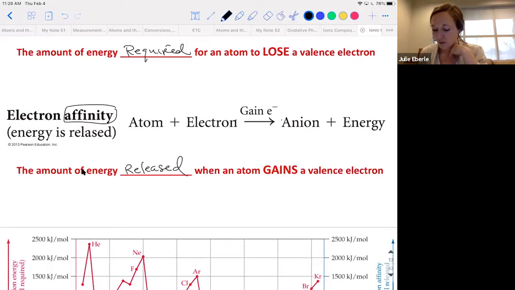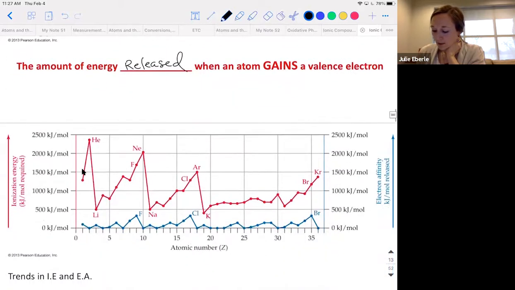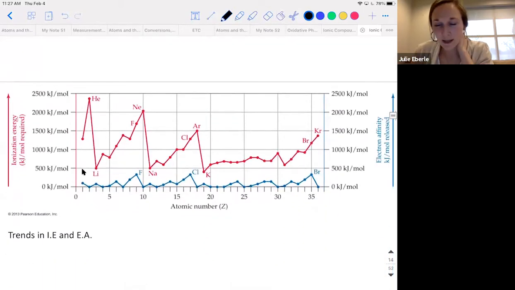So the way this looks, if you write out a reaction for an atom plus an electron, so they're gaining an electron in this case, it's going to give you the anion, and it's going to release energy, all right? It's very favorable. They're more stable after they release some energy. All right, I'm going to look at this graph. We're going to draw trends, okay? Remember how we drew a trend for atomic radius? We're going to draw trends for ionization energy and electron affinity. We're going to do that using this data.